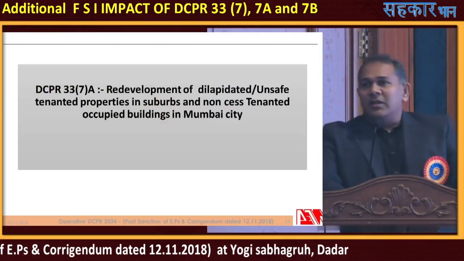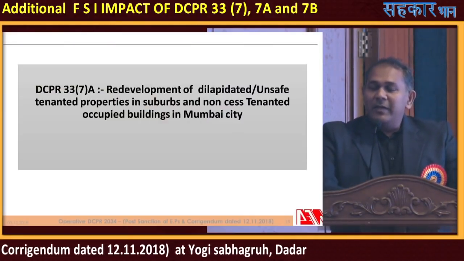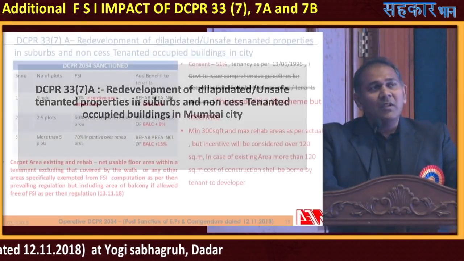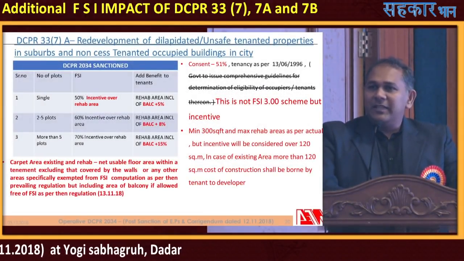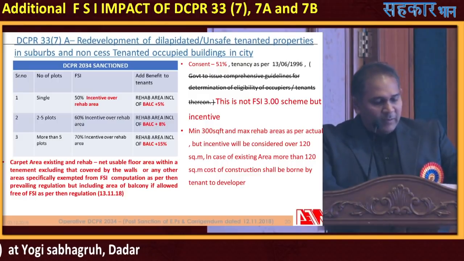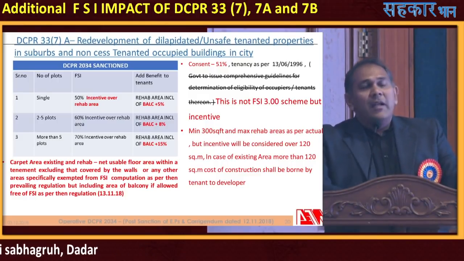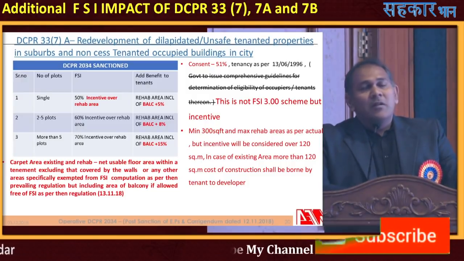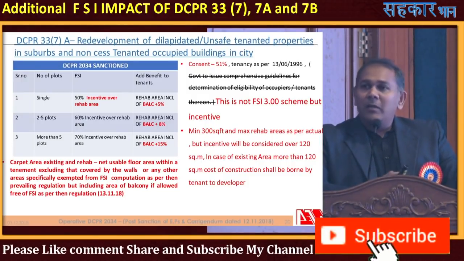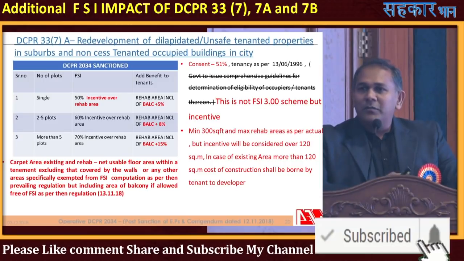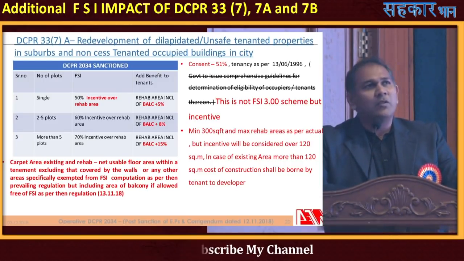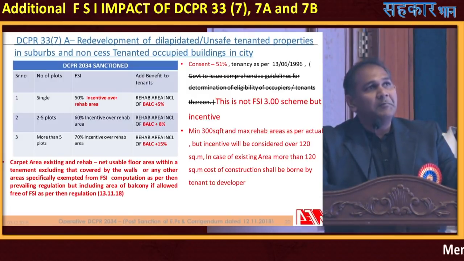33.7a, this is also another interesting addition that has been made. This is for tenanted properties in Mumbai city, whether suburbs or city. This is not an FSI 3 scheme. In all other aspects, it is very close to 33.7. You get 5, 18 and 15% and 50, 60, 70% incentive. Everything else almost the same. Apart from that, there is a time frame added that you have to start within 1 year of construction from demolition, and within 5 years you have to finish. But there's no penalty clause out here to check that.